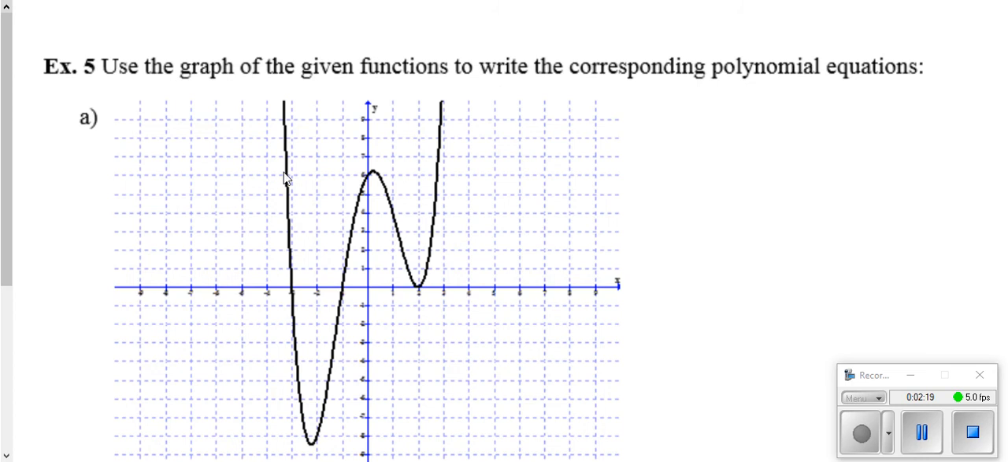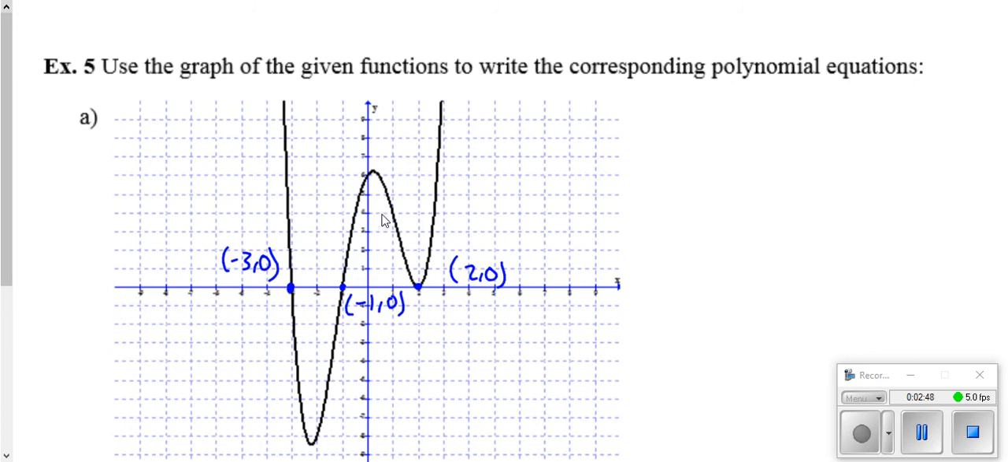In the next example, it's basically saying, given this graph, come up with the equation for it. So a few things that we're going to need to notice about our graph. One, you're going to try to spot as many of your x-intercepts as possible. So I see 1, 2, 3 x-intercepts, and they are at 2, 0, negative 1, 0, and of course at negative 3, 0. So I have 3 x-intercepts.